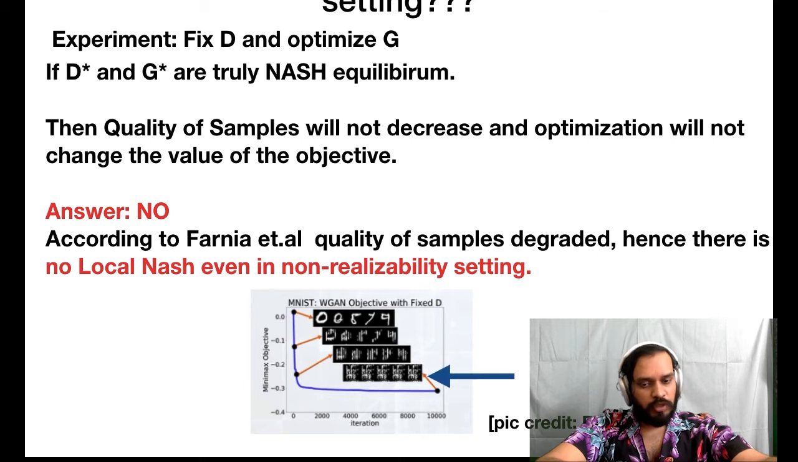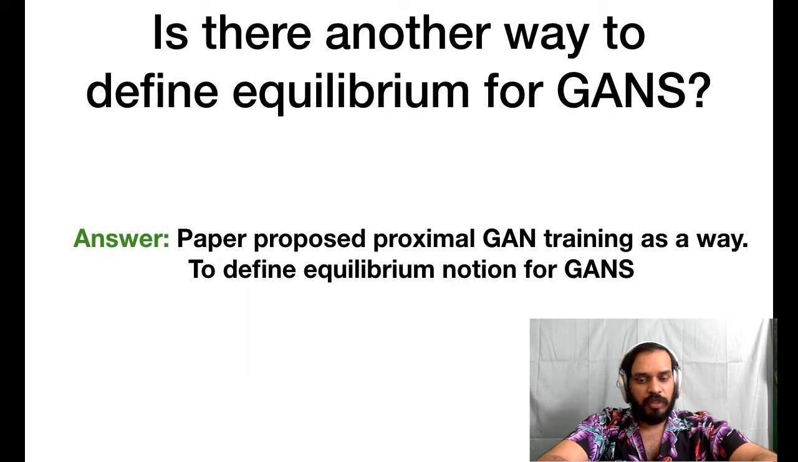This showed the authors that it was not a Nash equilibrium. If it was a Nash equilibrium, right, when we try to do optimization, there would be no incentive for player G to change. But player G is clearly changing. So this shows that we are not in a Nash equilibrium after training.